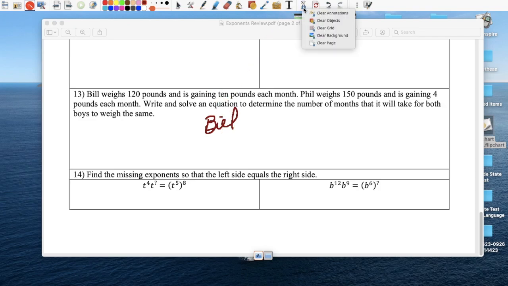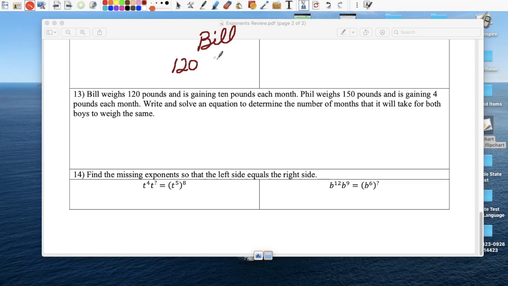Bill up here is currently at 120 pounds, plus 10 pounds per month. And then Phil, a little heavier, 150 pounds, plus he's gaining 4 pounds a month. When will these two boys weigh the same? All right. Straight property, no. Combine like terms, no. Are there variables on both sides? Yeah. So let's take care of the small coefficient.